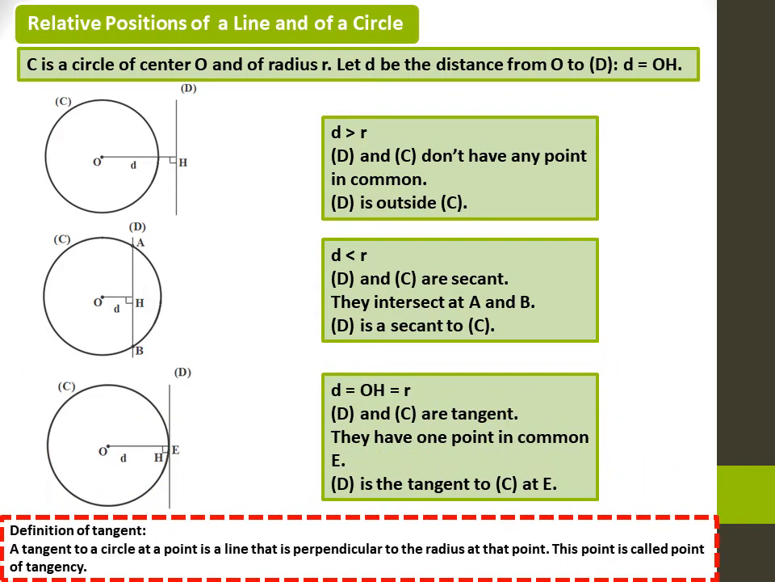What is a tangent? A tangent to a circle at a point is a line that is perpendicular to the radius at that point. This point is called point of tangency. As you can notice in the third figure, line D is perpendicular to OE, which is the radius, at point E. So, point E is called point of tangency.